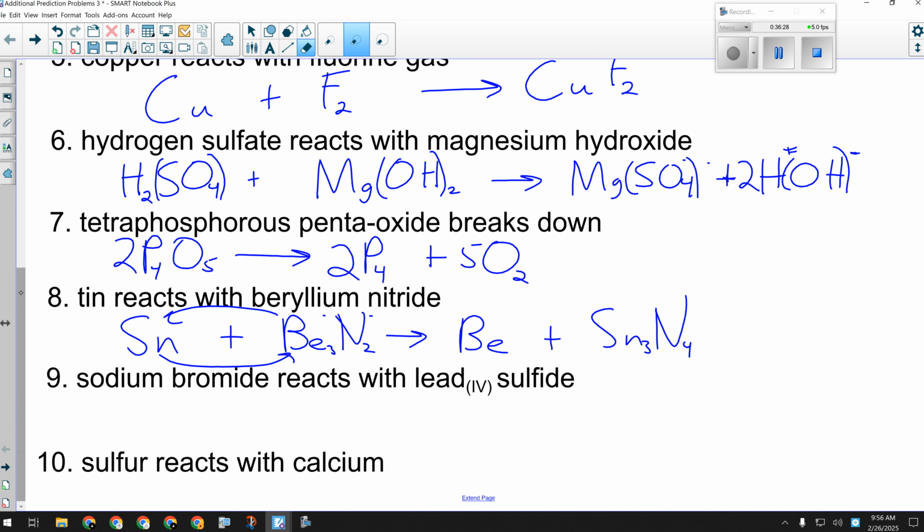All right, now I got to balance this mess. Okay, biggest number is 4. Okay, and that's on the nitrogen, so what needs to go here? How many beryllium does that give me? 6. Okay, and I've got 3 tin over there, so what needs to go here? Looks to be balanced to me. Okay. All right, we'll leave it there for today.